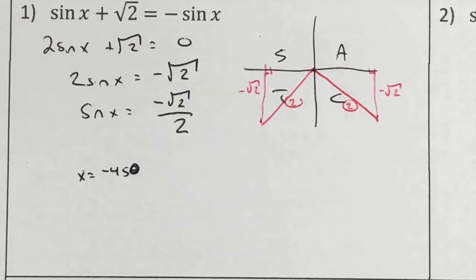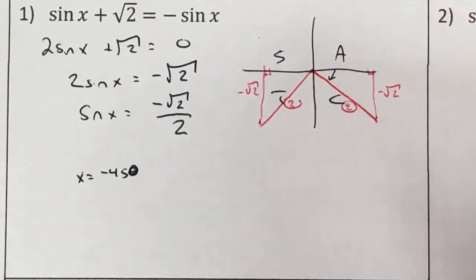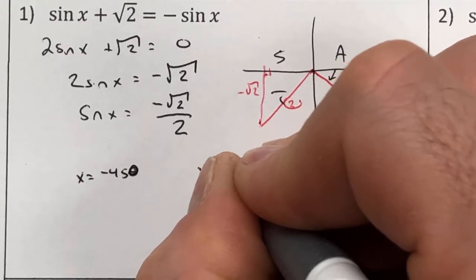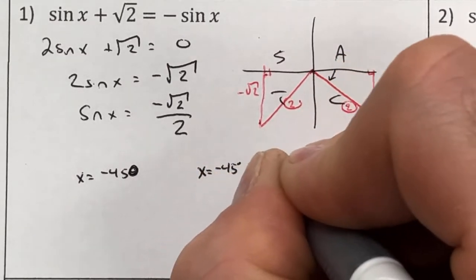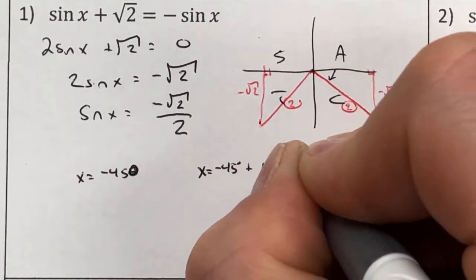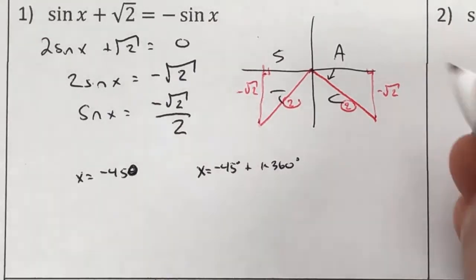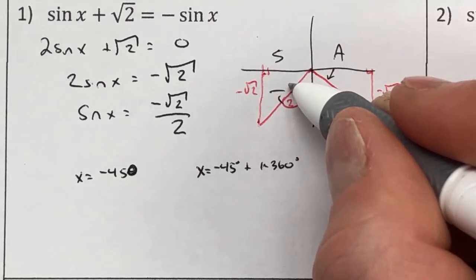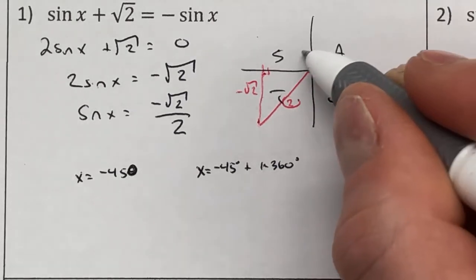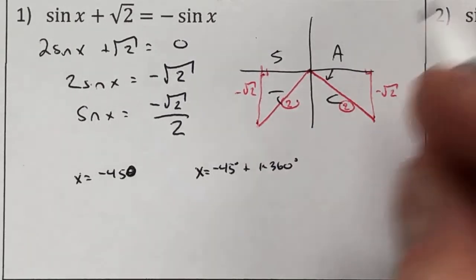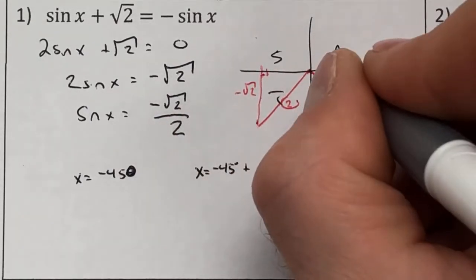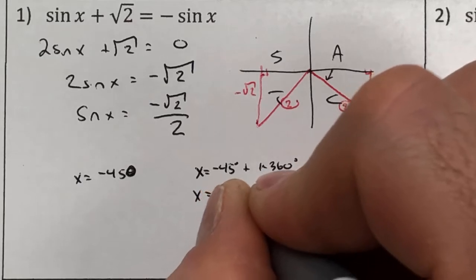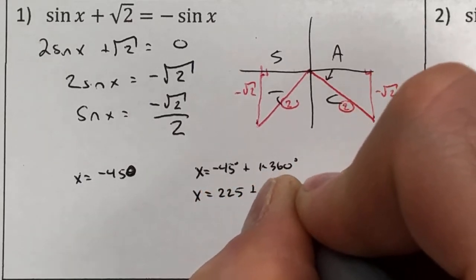So that's really all I need to answer the rest of this. If that is negative 45 degrees, I know that they gave me this value. So my first answer is x equals negative 45 degrees plus 360 every k time. I know that that's negative 45. This is negative 180 plus 45. Or I can say that this is 180 plus 45. I'm going to go with the 180 plus 45. So x is also equal to 225 plus k, 360.